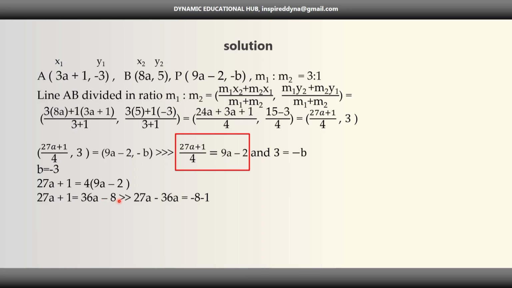This is a linear equation. You just go ahead and collect like terms. By what? By subtracting 36a from both sides. Or you transfer 36a to the left hand side and you transfer your plus 1 to the right hand side. Either way. Now, bringing 36a to this side, you have 27a minus 36a. Bringing 1 to the right hand side, it becomes minus 1. You have minus 8 minus 1.